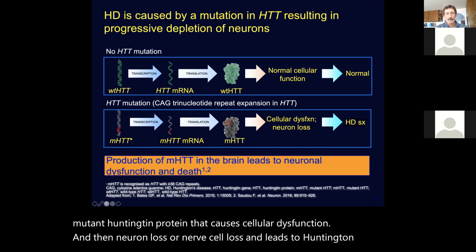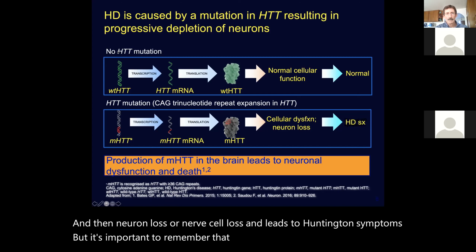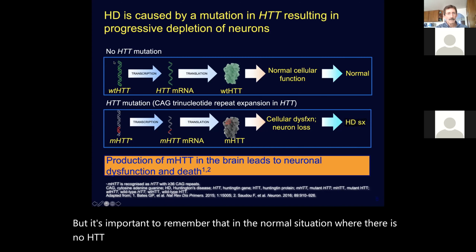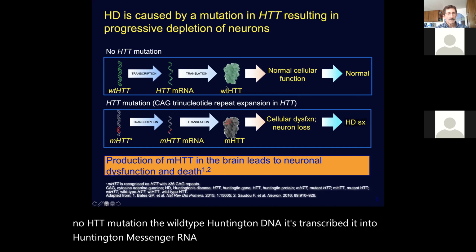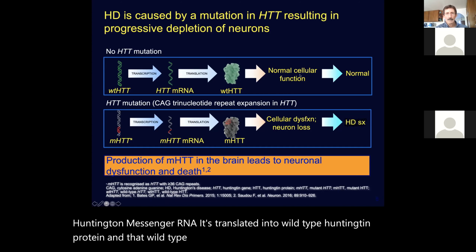But it's important to remember that in the normal situation, where there is no HTT mutation, the wild type Huntington DNA is transcribed into Huntington messenger RNA. It's translated into wild type Huntington protein, and that wild type Huntington protein is required for normal cellular function.